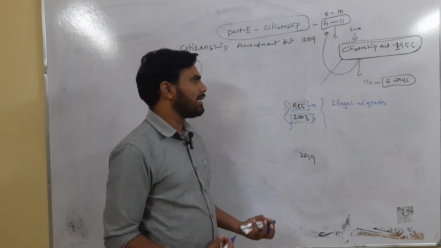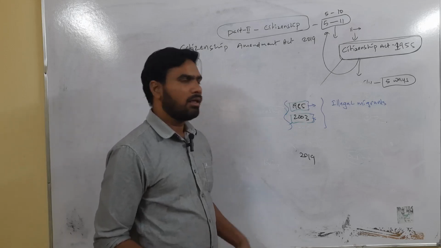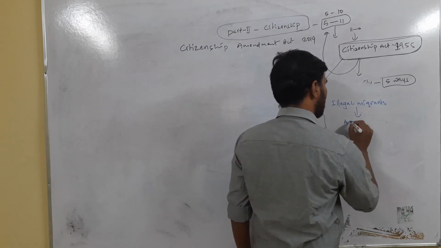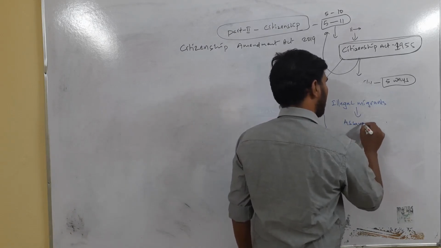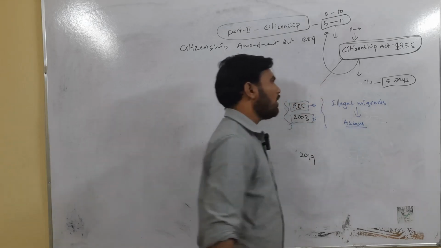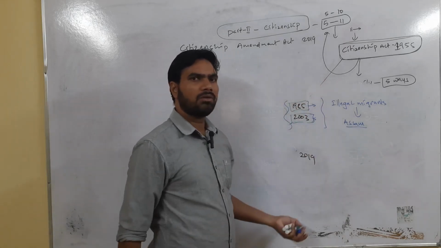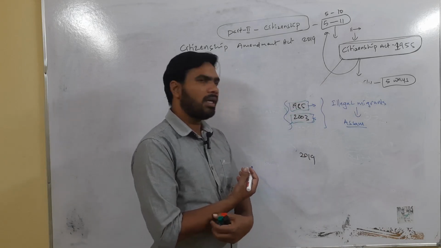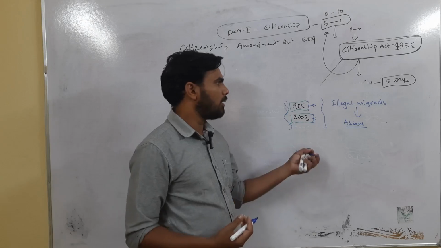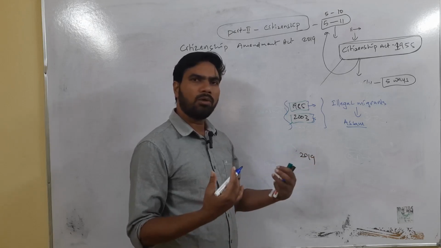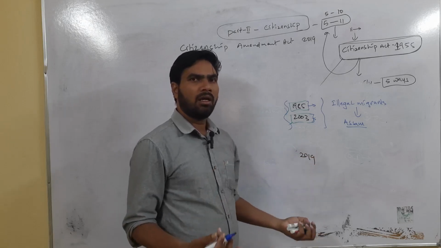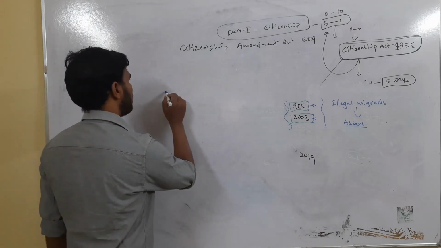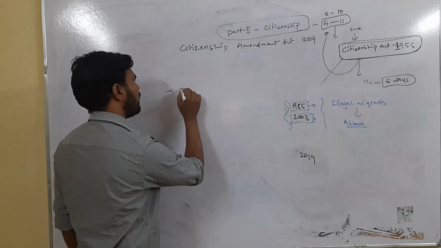Where is the problem of illegal migrants in our country? Fundamentally, it is there in Assam, the state of Assam. And once again you have to ask the question: from where have they come? Illegal migrants means people who have come to our country illegally from other countries. Slightly later we will see the definition of illegal migrants also.